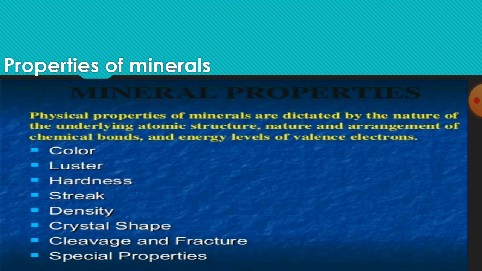Density. The density of a mineral is its weight, calculated in grams per cubic centimeter. Minerals are also identified by their crystal structure and shape. Mineral crystals are of cubic, hexagonal, tetragonal, monoclinic, etc. shapes.